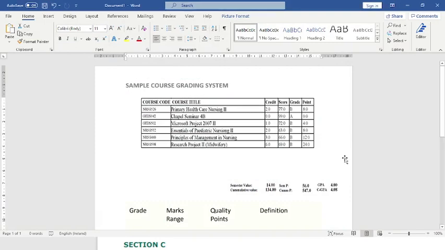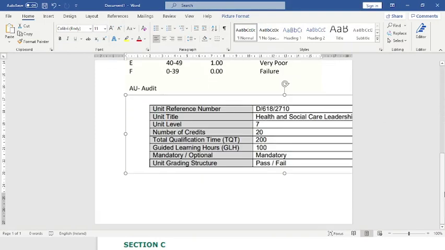So I will show you another sample of that. The other sample is this one here. This is a course title, for example, a unit title, if it could be nursing or anything. If that's nursing, that level is a level 7, and this is a European standard credits. Like if you're taking a course that is nursing, for example, the total number of credits has to be 20. That's a European standard, and the qualification time is 200, and 100 hours of instructional training. So that's what it means by credits and units.